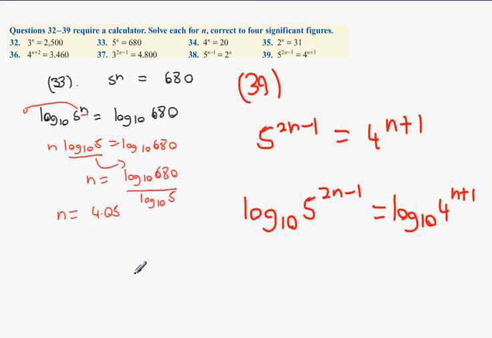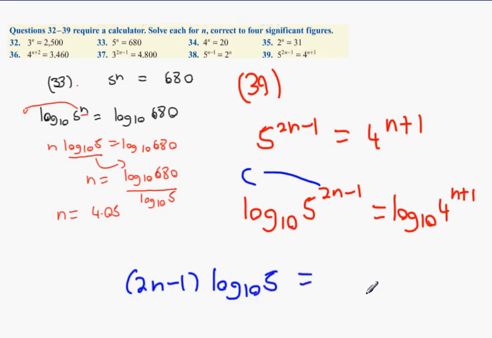Do your same trick as last time. Bring your 2n minus 1 to the front using the power rule. And then we have log 10 to base 5. And then on the other one, you're going to have n plus 1, bringing the power to the front, log 10 to the 4.